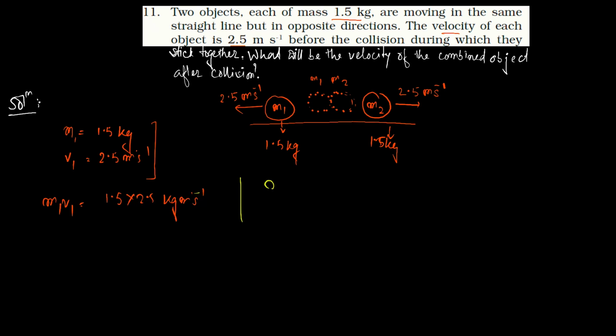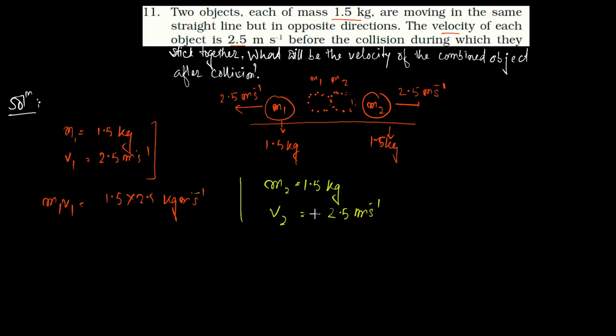And what is M2? M2 is given as a similar mass, 1.5 kg. And what is V2? See, if I have considered V1 as 2.5 meter per second, V2 is going to be also 2.5 meter per second, but one thing will be different, that is the sign. Since it is moving in the opposite direction and velocity is a vector quantity, there is going to be a negative sign.